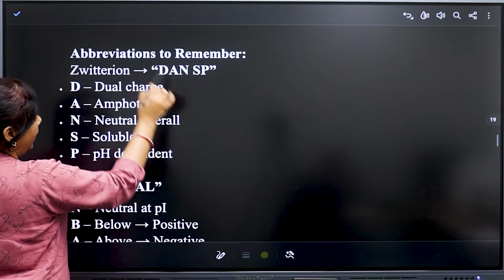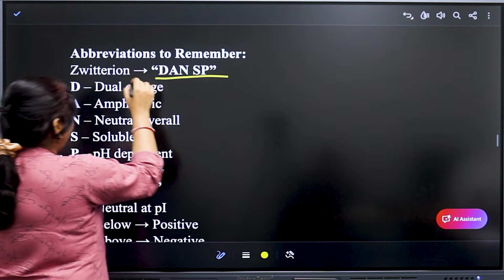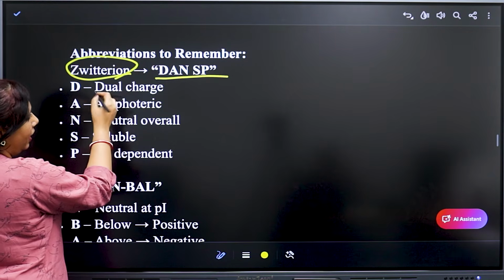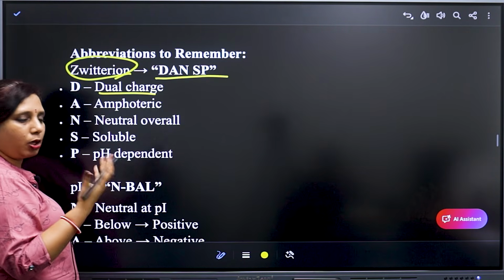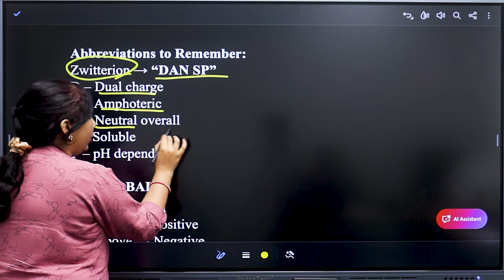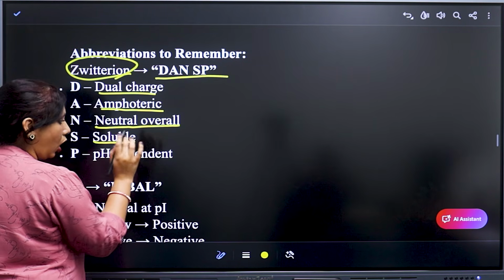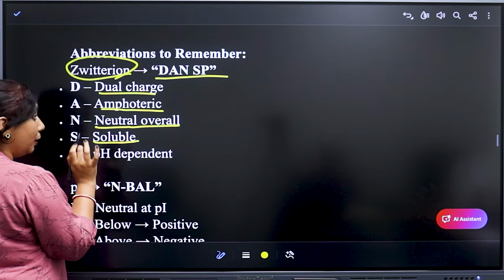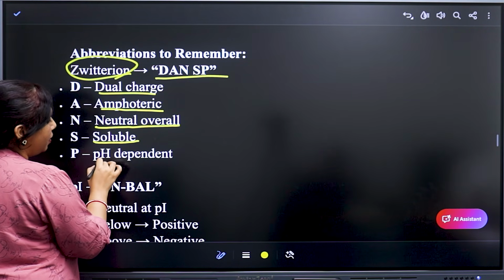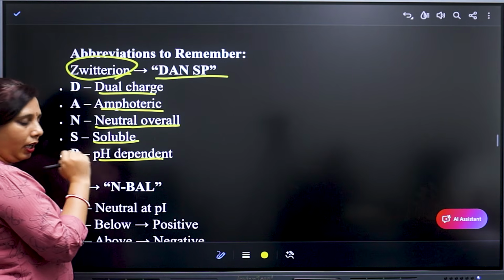Let us remember them. It is a simple abbreviation, DAN SP, for zwitterion. D is for dual charge, both positive and negative. A is for amphoteric nature. N is neutral overall; the molecule is neutral. S is soluble in water. Then P, the charge is pH dependent. Right? Now this is for zwitterion.